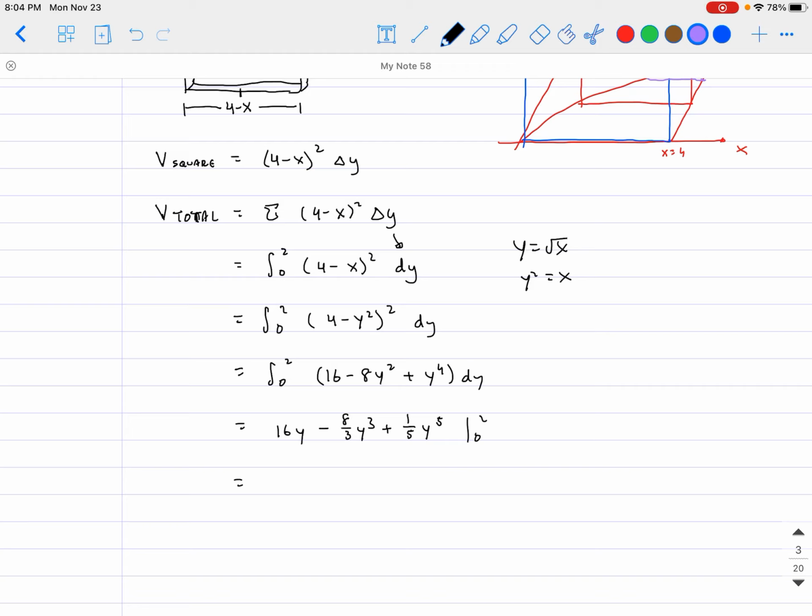So plug in the upper bound, which is going to be 32, minus 8 thirds multiplied by 8, and then plus 1/5 multiplied by 32. And then the lower bound looks like it's just going to be a bunch of 0.